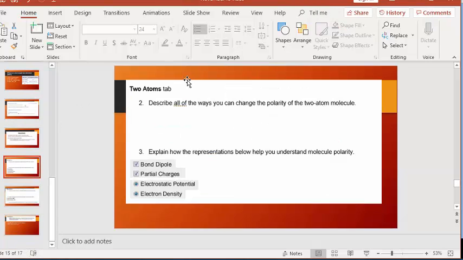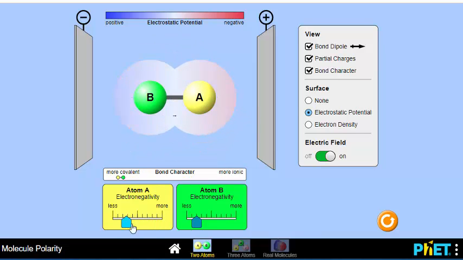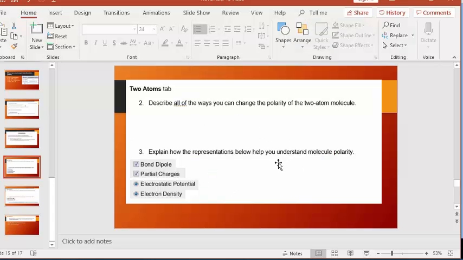All right, number 2 says, describe all the ways you can change the polarity of the 2 atom molecules. Well, I already sort of did that when I played around. I was able to change the polarity, right? How do I change it? Well, I use the electronegativity values, right? That's how I do it, all right? Bond characteristics tell you if it's more ionic, more covalent. So by playing around with electronegativity, I can do that. And it lets me know all this information about bond dipole, partial charges, electrostatic potential, and electron density. So you're going to define that based off of playing around with the 2 atoms tab.